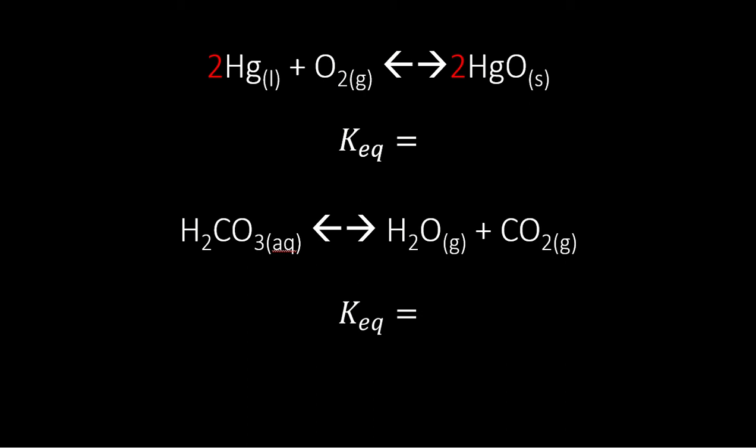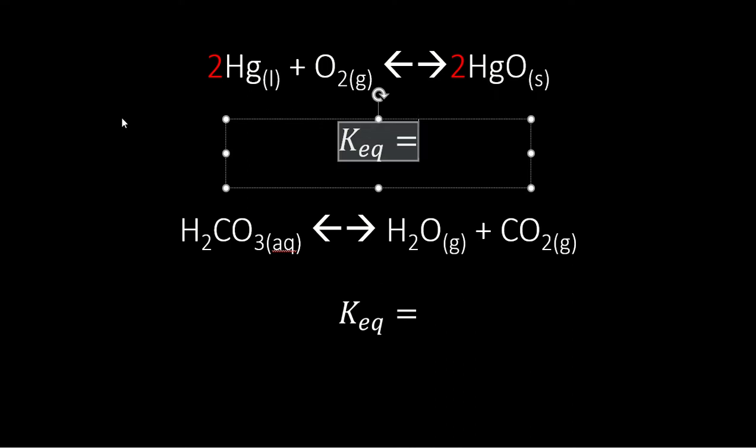To continue on, let's look at, say, liquid mercury reacting with gaseous molecular oxygen to form solid mercury oxide. So this will be an example where effectively our product, mercury oxide, is in the solid state, so it will not actually factor into our equilibrium expression. So we'll just have a 1 in the numerator.